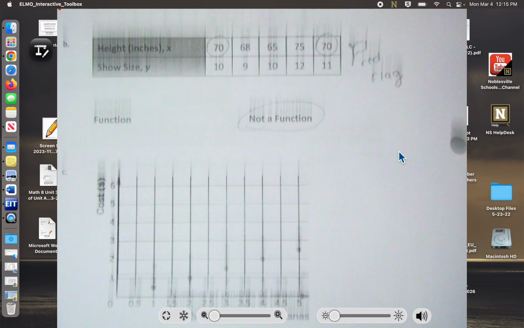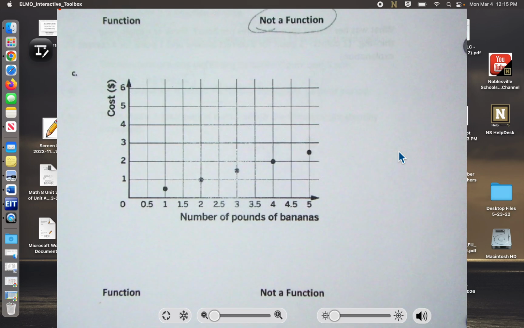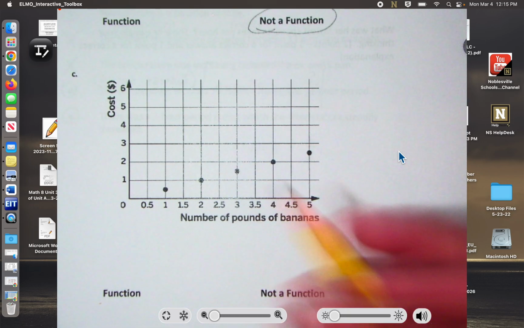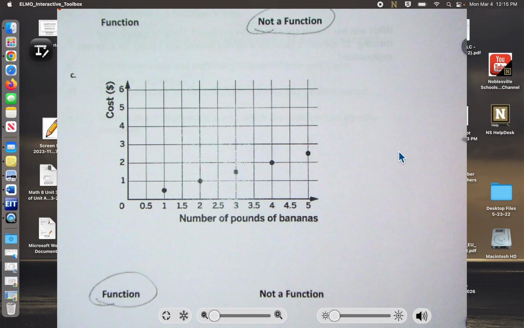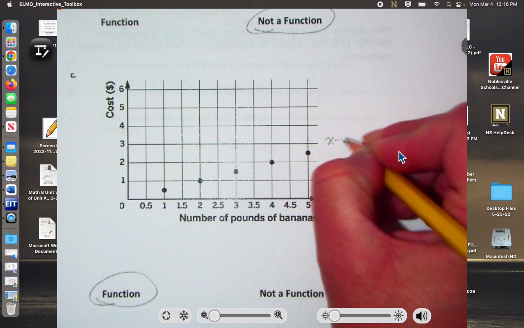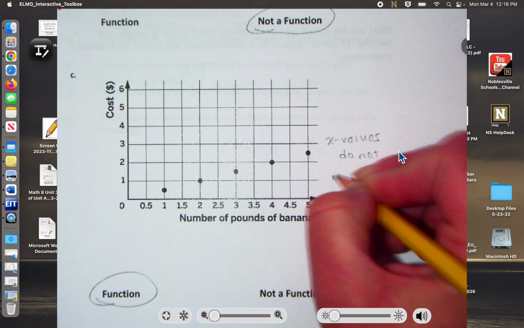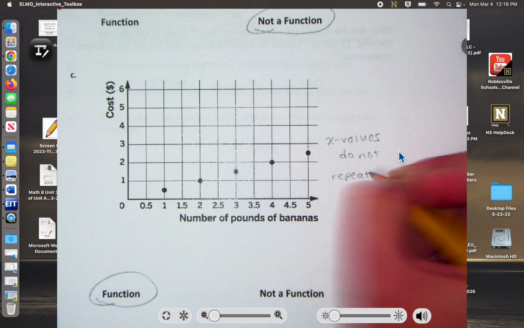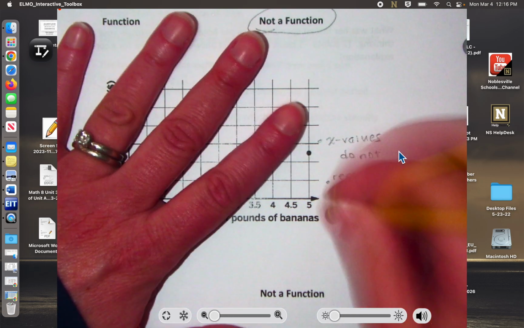How about down here, number of pounds of bananas and the cost? Function or not a function? It is a function. How do you know that? The X values do not repeat. Right? It passes the vertical line test.